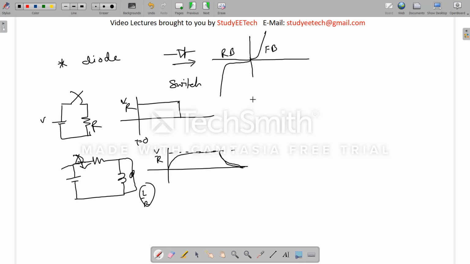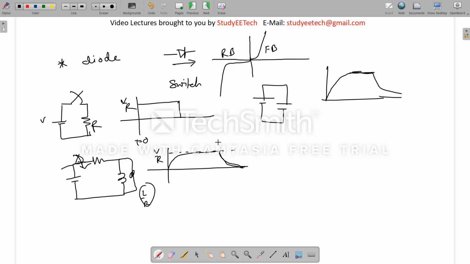In case of a capacitor, if you feed this DC voltage to a capacitor, what will happen? The capacitor will charge to that voltage exponentially, and it will discharge exponentially this way. So these are the things you need to know for capacitors.